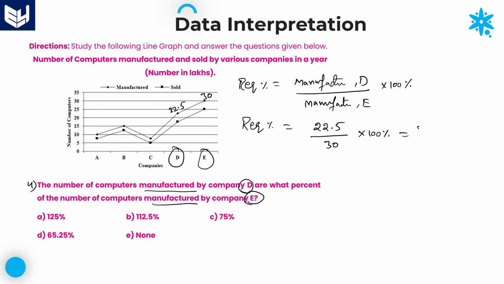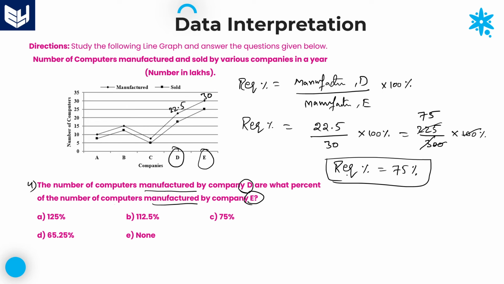Now you just write this value as 225 divided by 10 into 30, that is 300, into 100 percentage. Here the two zeros get cancelled. Now you just cancel with the 3 table. 3 sevens are 21, still 1 is left over, 15, 3 fives are 15. Therefore our required percentage is 75 percentage.